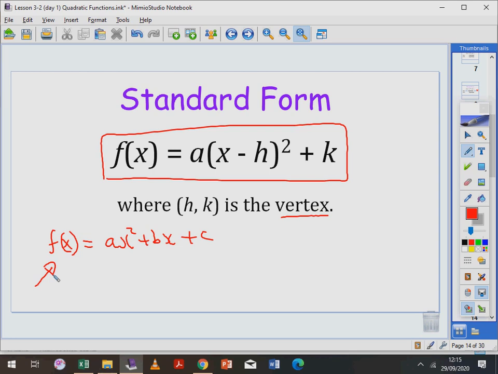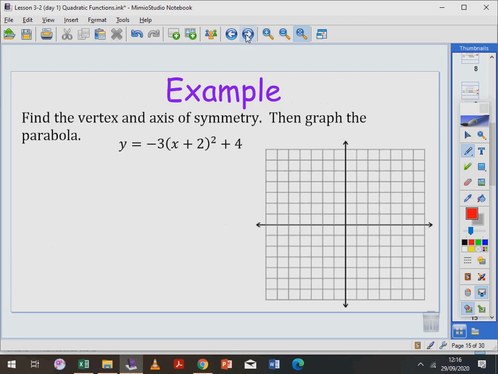But if it's written the way it is in this expression in the standard form, then we just read off the h value is the x value of the axis of symmetry, and the k value is the y value of the vertex. This is also still the x value of the vertex. So that will give us the vertex right away. An example is here. I have this parabola. I need to graph it or sketch it.